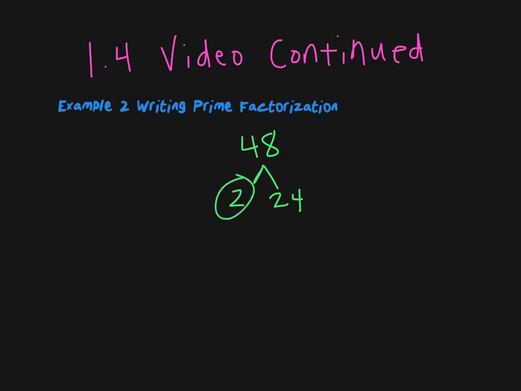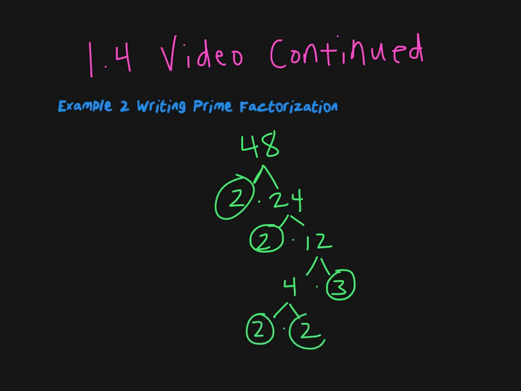2 is prime, so I circle it. Then I have to move on with 24. What times what equals 24? I can pick anything. I'm just going to keep going with the route I'm on and do 2 times 12 because I know 2 is prime. So again, I circle any prime numbers. Now I've got 12. I know that there's more than one factor pair in 12, so I'm just going to do 4 and 3. And it doesn't matter what side you put your prime numbers on. It doesn't matter at all. 4 is not prime because 2 times 2 equals 4. And then that ends my tree right there because I can't go any further. Those are all prime numbers.